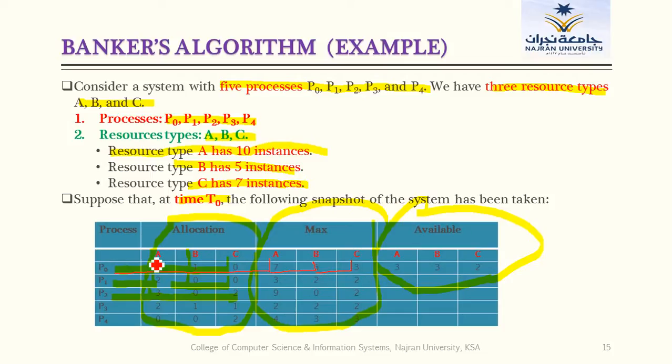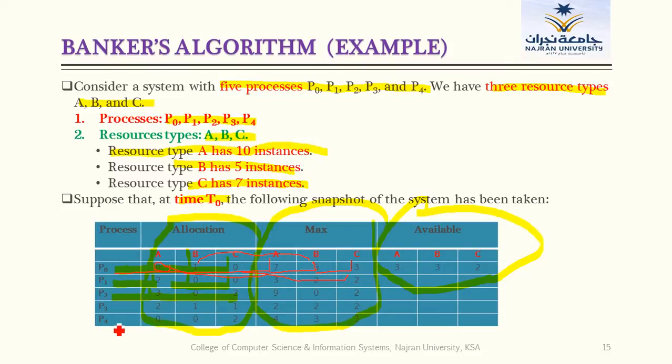And now if you compare the allocation and maximum need for P0, P0 has 0 instances of A, but he needs 7. Maximum need is 7, currently he has 0. For resource type B, P0 needs 5 total instances, but currently he has only 1. Same way, P0 has 0 instances of C, but he needs 3.